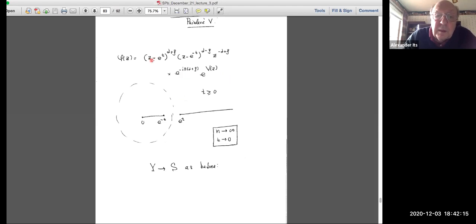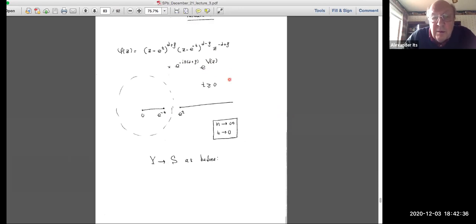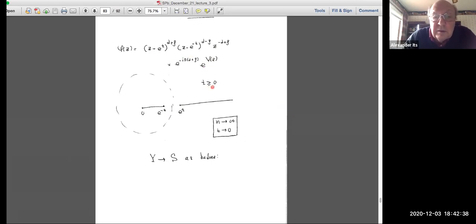So I have this multi-valued function, which has its branching points, which I denote as e to the t and e to the minus t. This is the smooth part, and t is non-negative. So when t is strictly positive, then I have the smooth case. Then it is a great symbol.